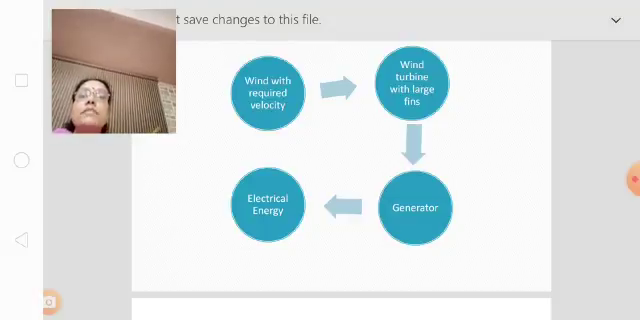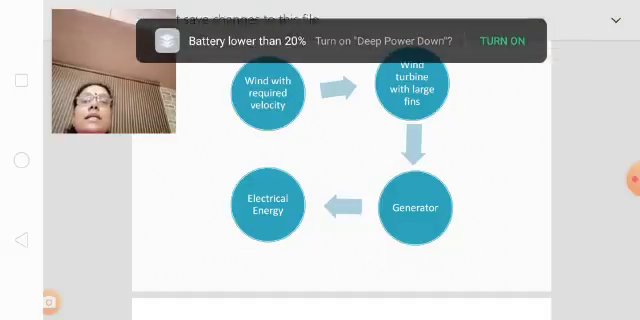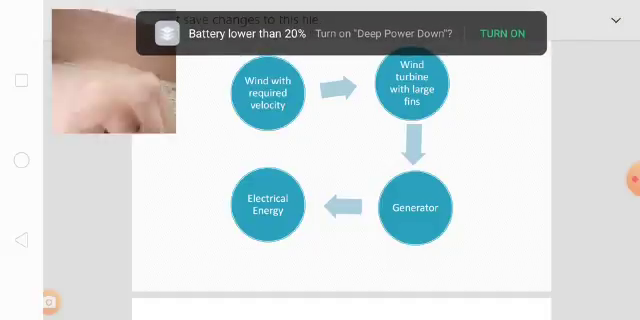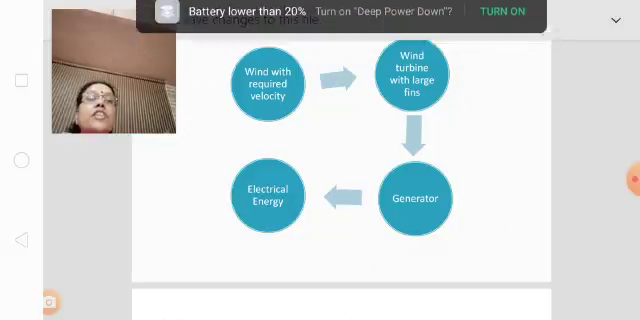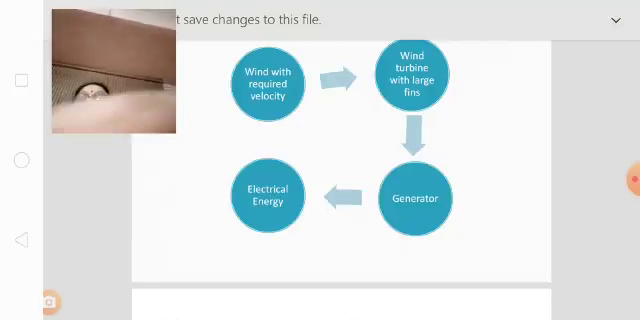The machine which converts the kinetic energy of the wind to electrical energy is known as a wind turbine. As the wind strikes the blades of the turbine, the blade rotates. The axle of the turbine is connected to the electric generator through a gearbox. The function of the gearbox is to increase the rotations per unit time. The rotating blades drive the turbine and the turbine in turn drives the generator to generate electricity. So this is the working of this one.